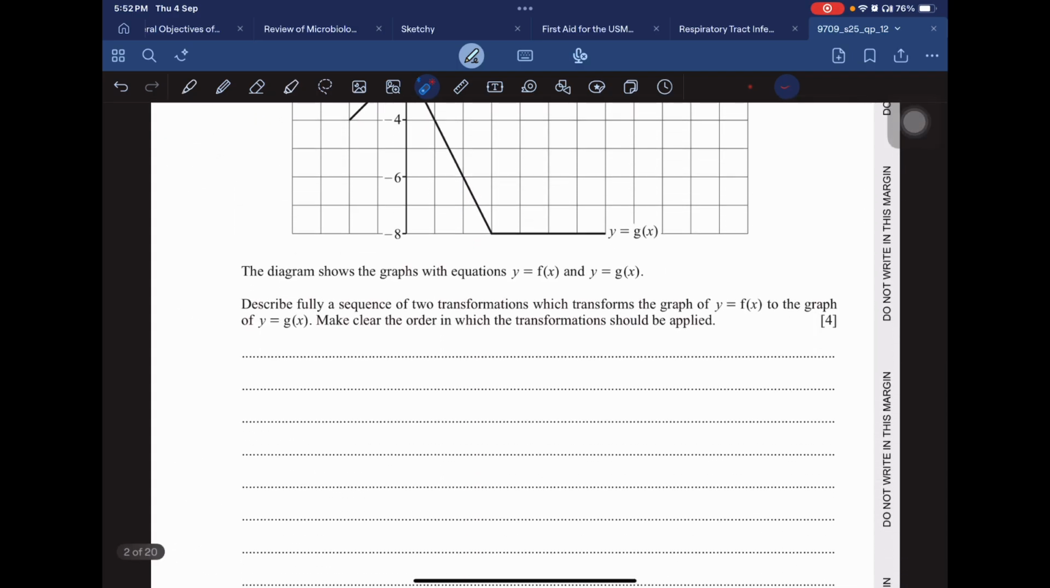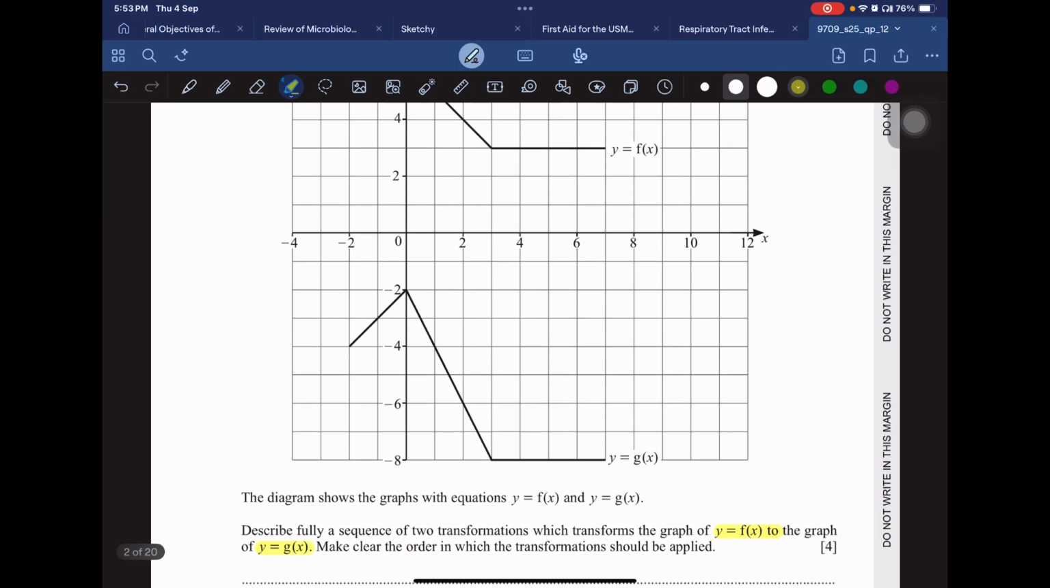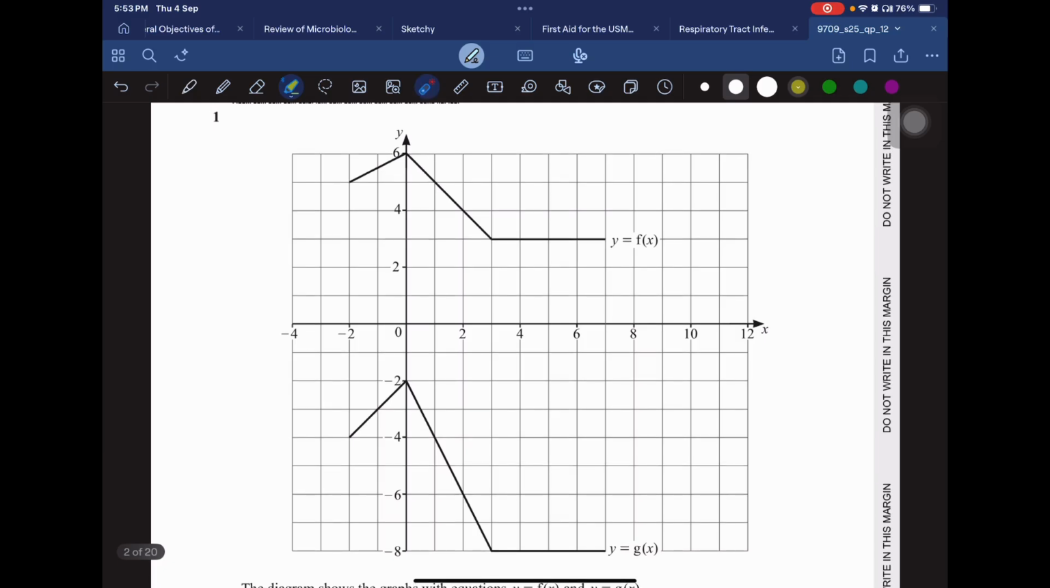So the first question is, the diagram shows the graphs of the equations y equals f(x) and y equals g(x). Describe fully a sequence of two transformations which transform the graph of y equals f(x) to y equals g(x). Make clear the order in which the transformations should be applied. So we have to go from f(x) to g(x).